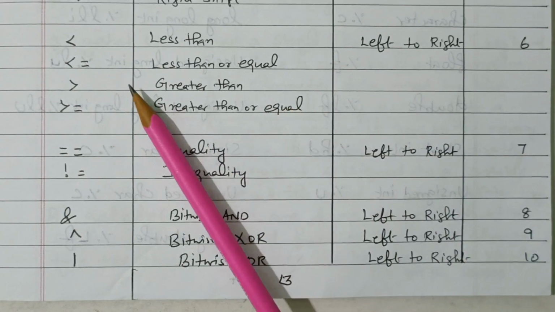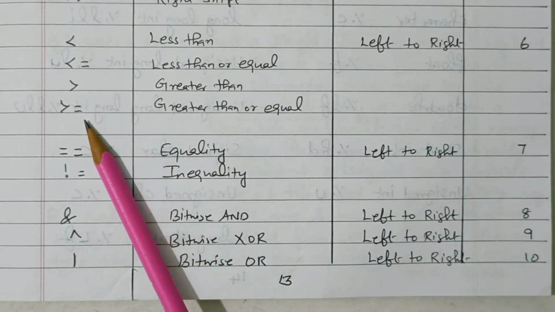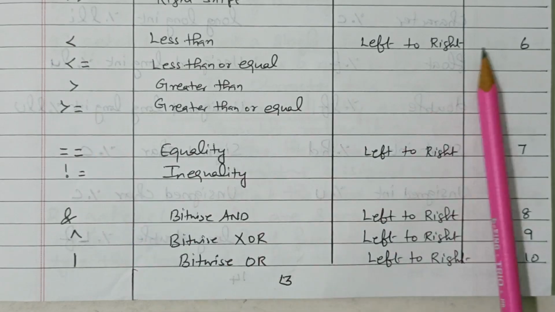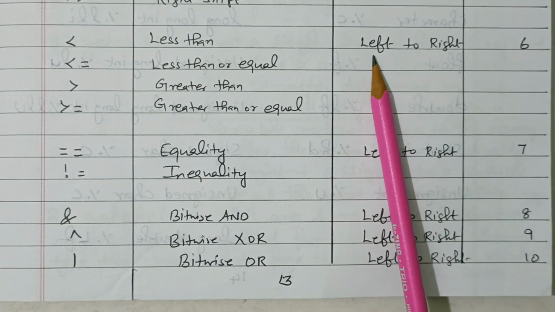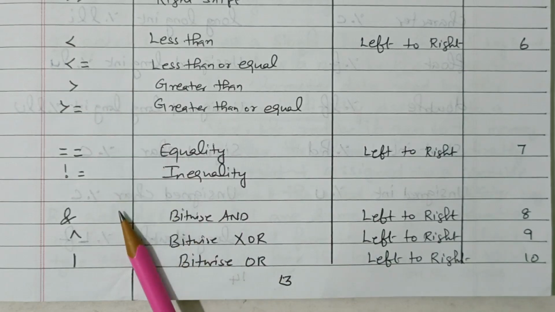The sixth one is the relational operators, less than, less than or equal to, greater than, greater than or equal to. These all come under the sixth rank, right? It is operated from left to right. Hierarchy-wise, the sixth preference is given to the relational operators.